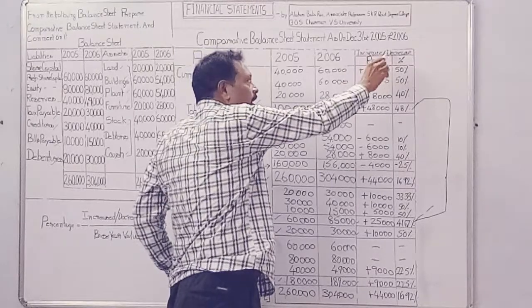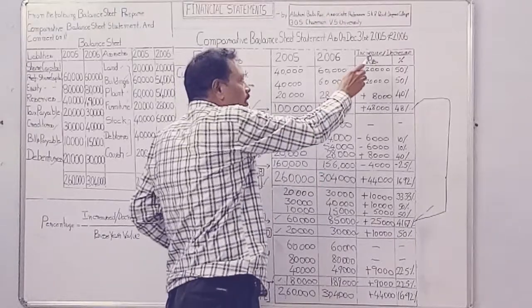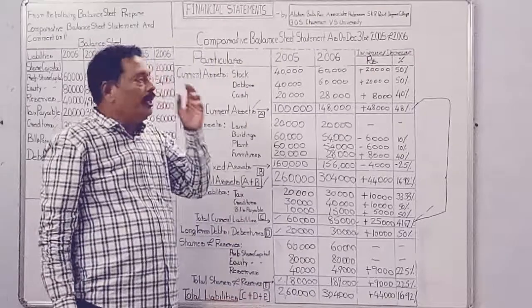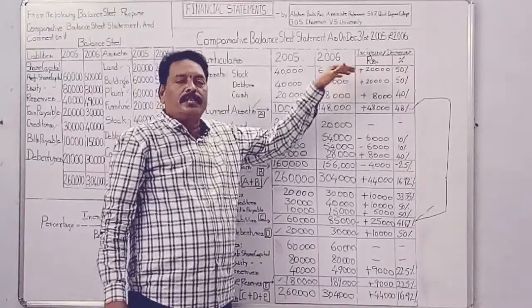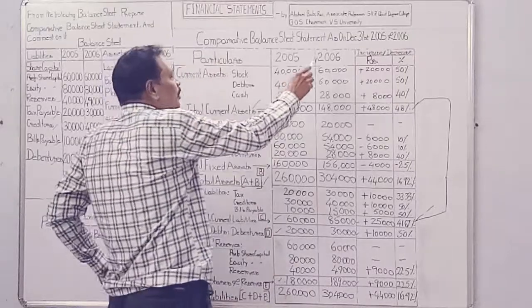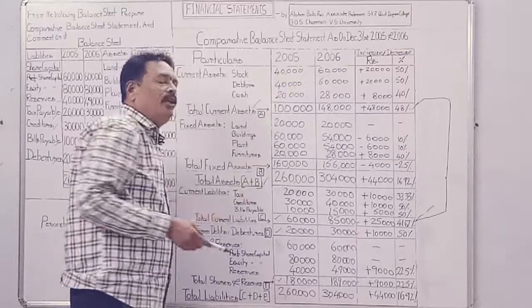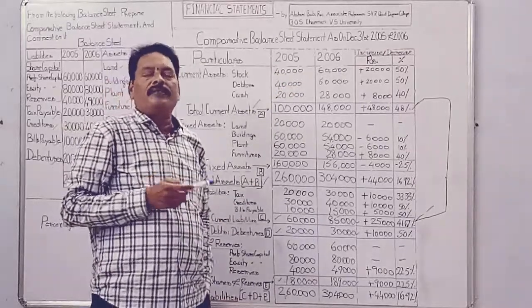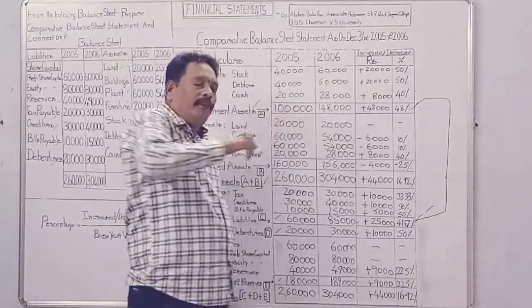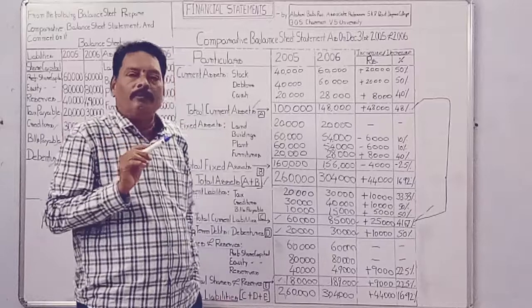These increase and decrease values should be divided into two parts. Part 1 is rupees and part 2 is percentages. How to get increased and decreased values in terms of rupees? When you compare the values of 2006 with 2005, automatically you will get the difference value. If it is an increase, you put plus. If it is a decrease, you put minus. This is a very simple way.